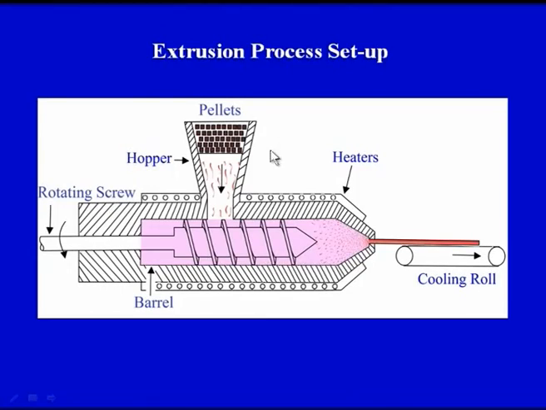Now, on your screen we see a very simple diagram of the extrusion process. Let us first see what are the important elements in this diagram. We have the heaters, these are the heating elements all around the periphery of the barrel. This is the heating arrangement, this is the barrel, the hatched portion is the barrel, and then this is the rotating screw. The direction of rotation is also shown, it is marked by an arrow.